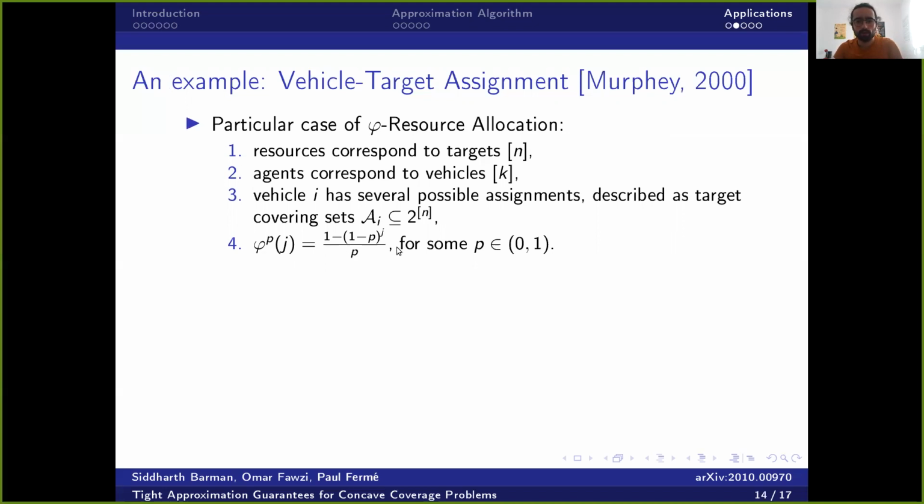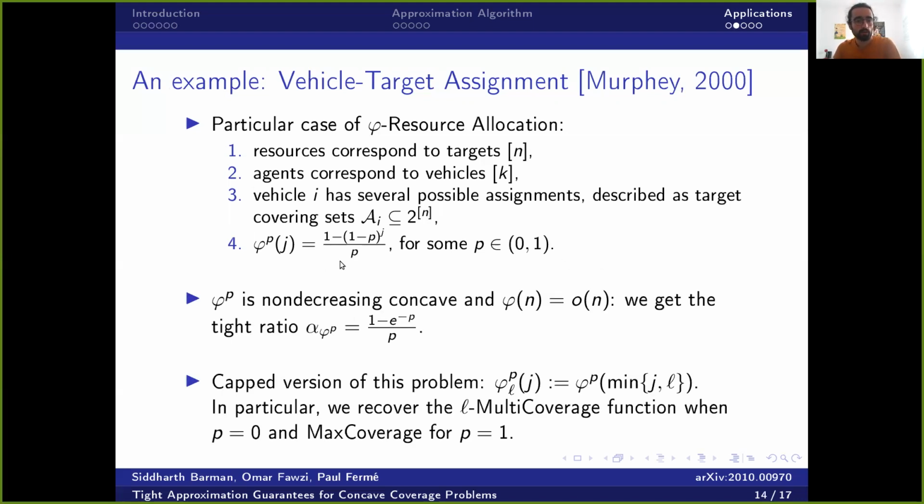And you've got this function, which is used to model the way you can protect a place, or it means that you can destroy more if there are more weapons there. Although this is more about placing persons for defense mainly. And okay, so this function is non-decreasing concave, phi of n equals min of n. So we get the tight ratio 1 minus e to the minus p over p in the context of this resource allocation.